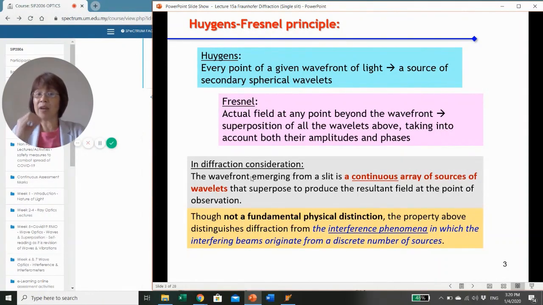So in terms of diffraction, the wavefront that emerged from the slit is considered to be a continuous array of sources of wavelets that travel forward and superpose at the observation point to produce the resultant view. Though it is not exactly a fundamental physical distinction, this property, a continuous array of sources of wavelets, distinguishes how we treat diffraction from the interference phenomenon, whereby the interfering beams are taken to originate from a discrete number of sources.